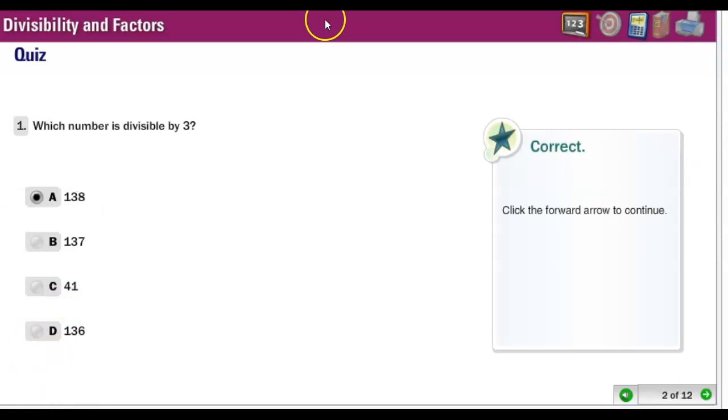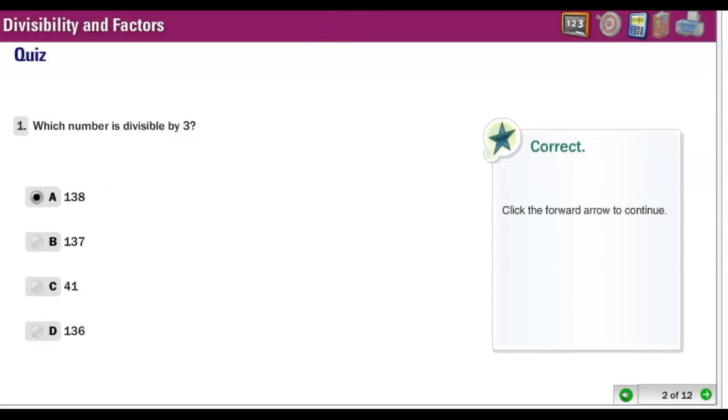So before I let you go, also know that 3 is a factor of 138, because 138 is divisible by 3. 3 would also be a factor of 138, right? Factors are all those numbers that a number is divisible by. So 3 is indeed a factor of 138. So the divisibility rules are extremely important.